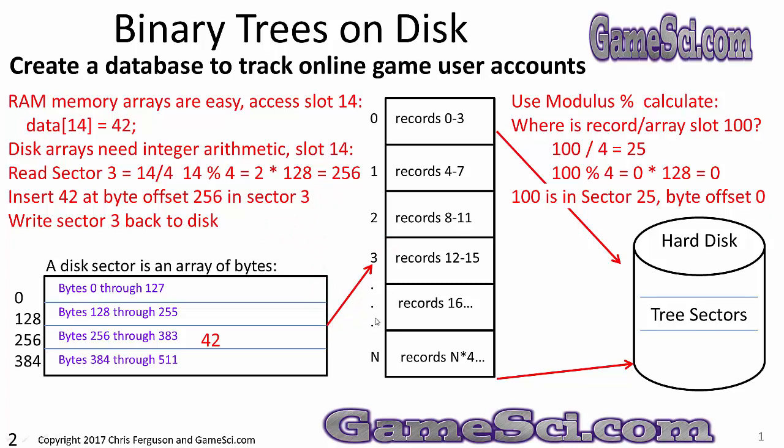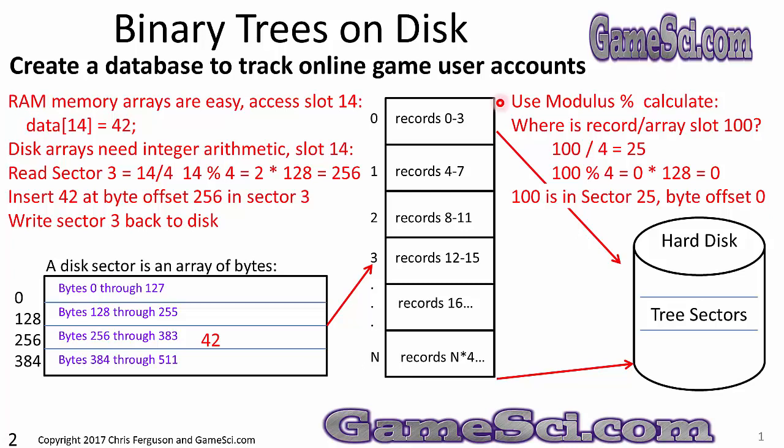Do you see how I did that? Slot 14 of the array, where we're mapping our binary tree, calculated out to sector 3 on the disk drive. Within sector 3, it calculated out as virtual record 2. So we went to that byte offset and stored our data in that byte offset. And then we wrote the sector back out. We just updated record 14, virtual record 14, in our binary tree.